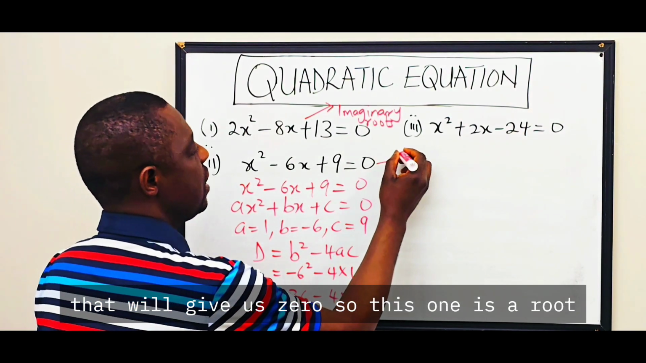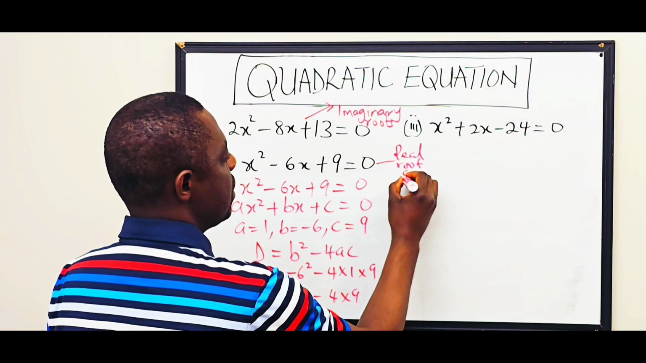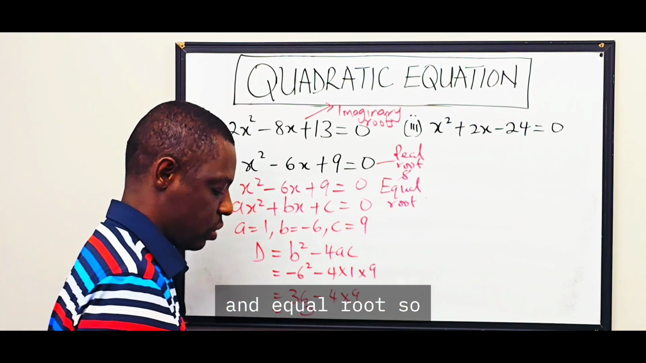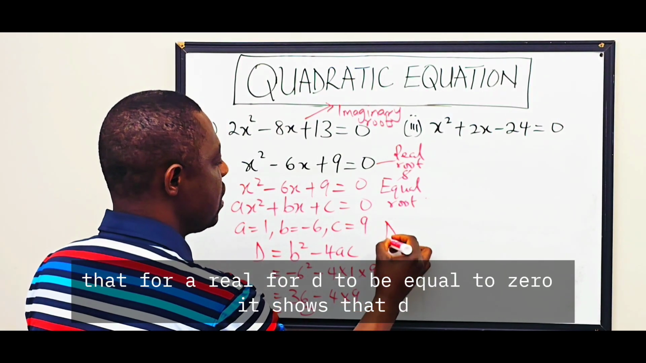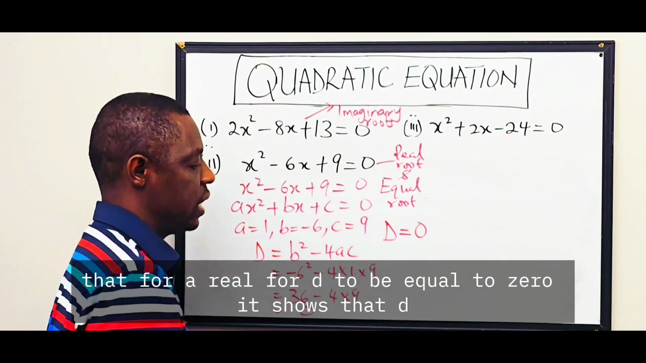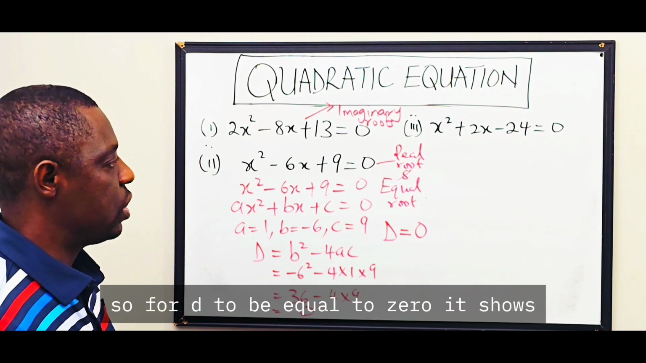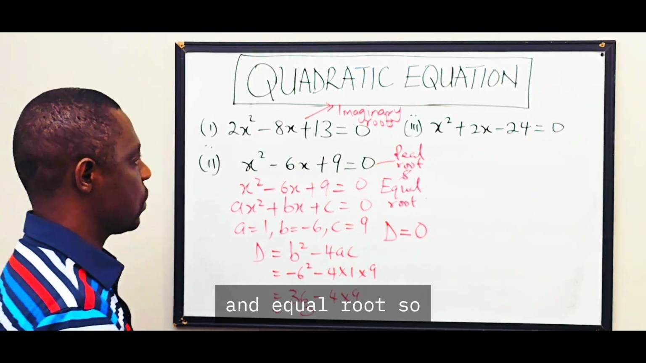So this one is a real and equal root. What is the reason? The reason is that for d to be equal to 0, it shows that it is a real and equal root. So that is the second one.